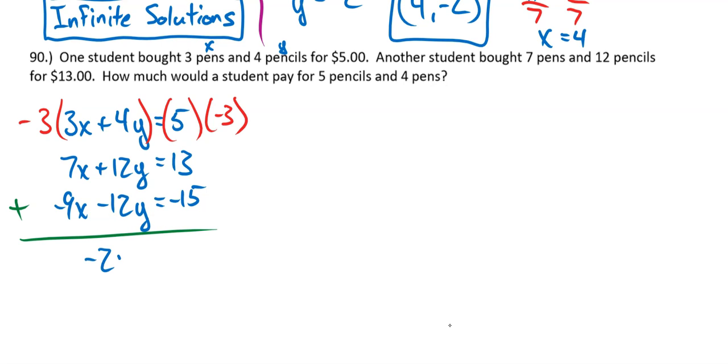So here that's a -2x. So the y's cancel. Over here I get a -2. And now I divide each side. So here I find that x equals a 1. So the pens are $1 each. I still have to plug this back in and get the cost of the pencils. So I'll plug it into this first one.